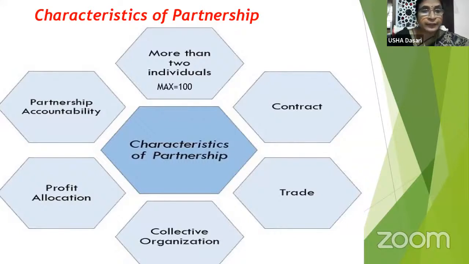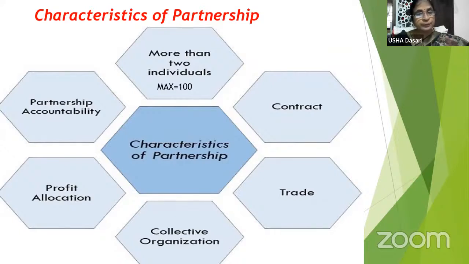So what does it mean here? In partnership, there must be at least two persons. Partners, remember that partnership is the outcome of a contract, as two or more persons come together and form into one contract.